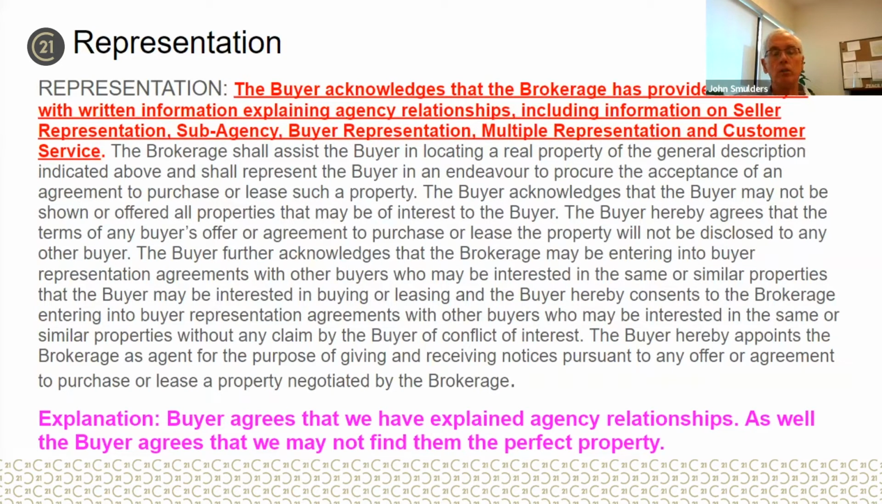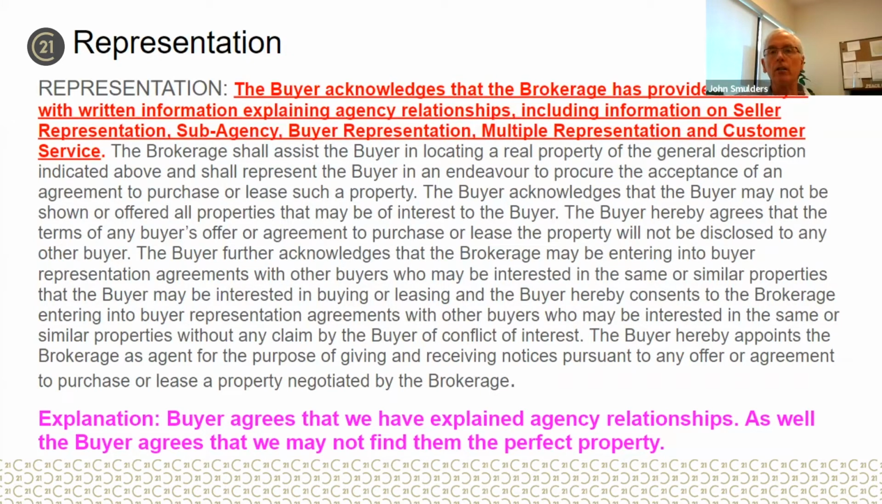Representation. This is where a lot of people get upset at us at our brokerage because we are making them fill out a working with a realtor brochure, form 810, I believe it is. So this, the red part, is not what is highlighted in the actual buyer representation agreement, but I've underlined it so that we really are clear.